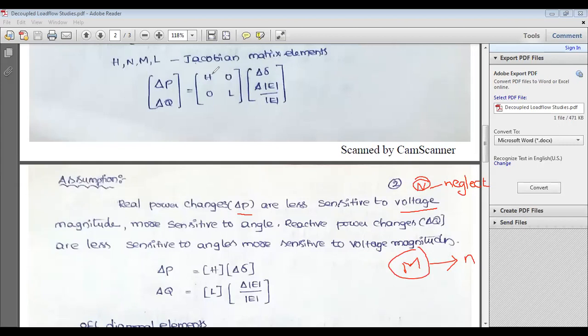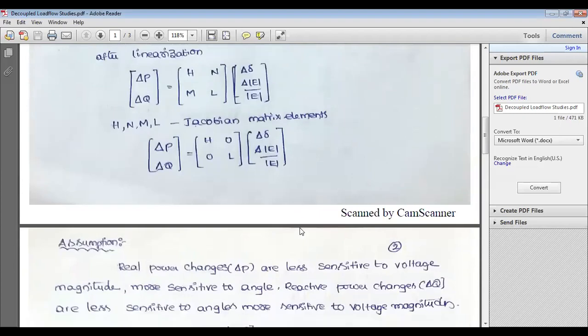So if you make this H into delta, you will get this one, and delta Q is equal to L into this one. Immediately please note down this also. I will give you 2 minutes time for noting all these things. Please note down this after linearization.